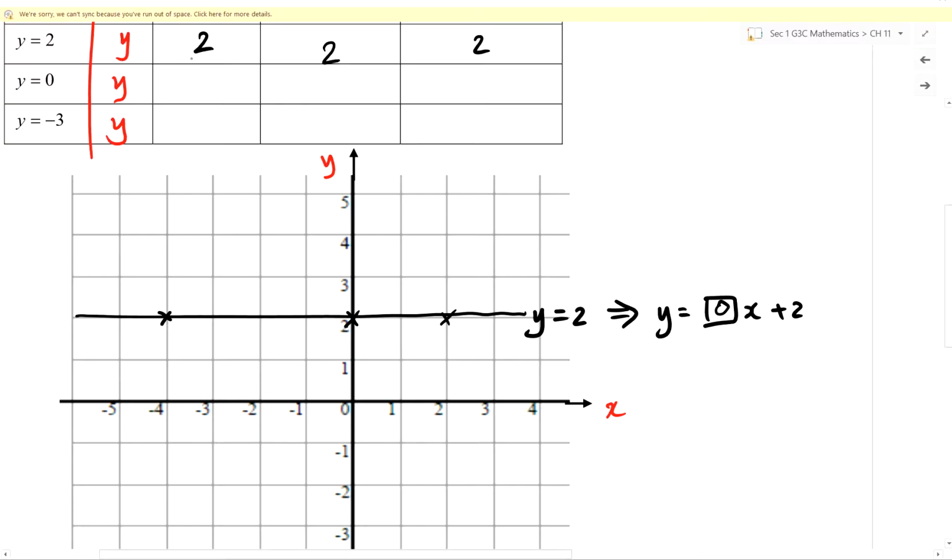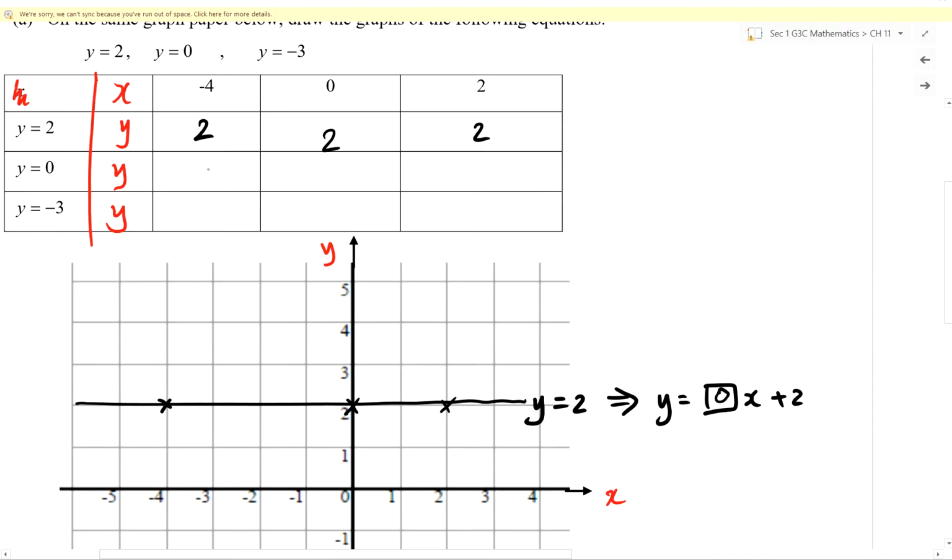Okay, next equation of y equals to 0. I'll use another color. When y equals to 0, and given that x equals to -4, what do you think is the value here? It's still 0. It doesn't matter what the x values are. Y is always going to be equal to 0. So 0, 0, and 0. Draw a line. And this is my line, y equals to 0.